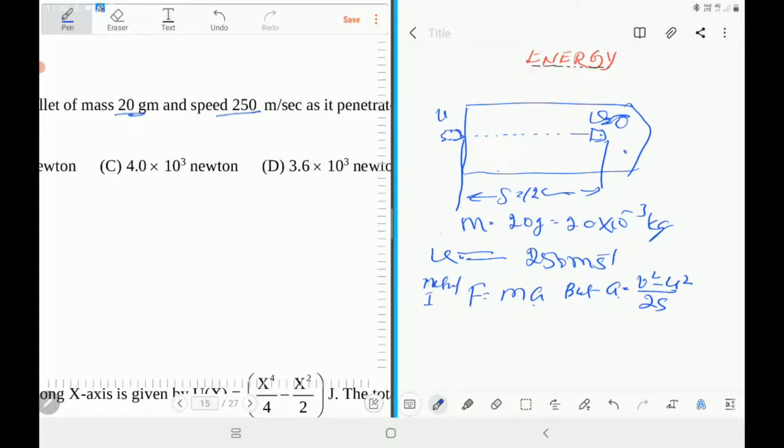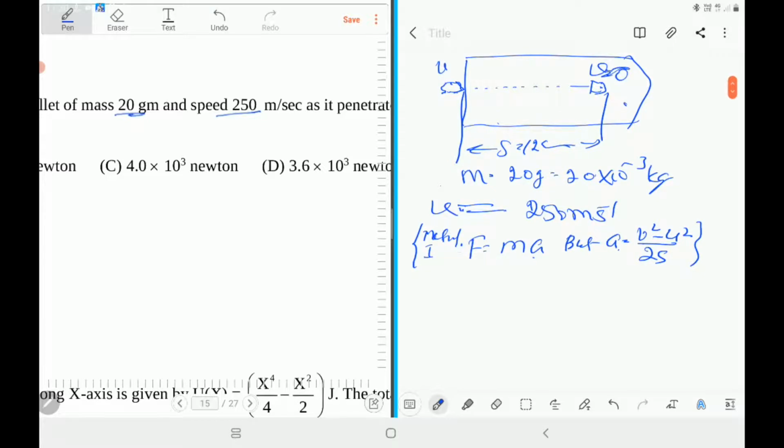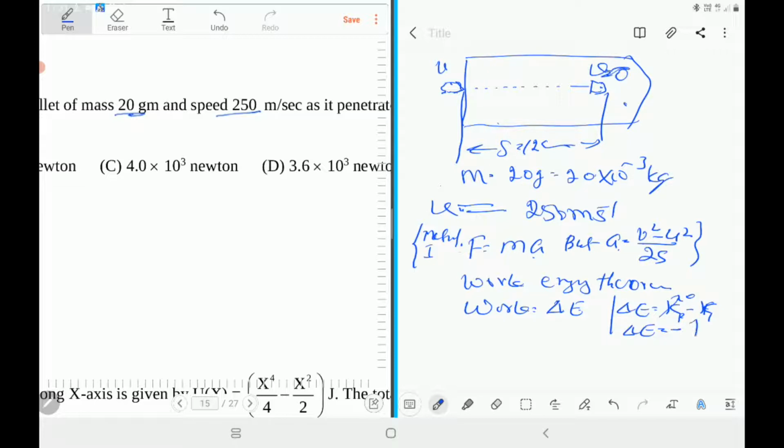Sometimes another method is also useful. That method is the work energy theorem. What is the work energy theorem? Work done equals the change in kinetic energy. In our discussion, change in energy is final kinetic energy minus initial kinetic energy. The final kinetic energy is 0 because it comes to rest. So the change in energy is the negative of the initial kinetic energy.